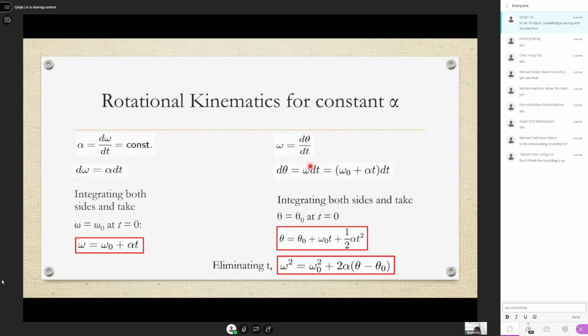Both sides got t, right? You're going to integrate, and then look at what we have here. We have theta equals theta naught plus omega naught t plus half alpha t squared. Also very familiar, right? Essentially, it is almost analogous to our linear counterpart, the linear equation. Just that all the quantities, you switch to the angular quantity. So it's very similar to s equals ut plus half at squared.